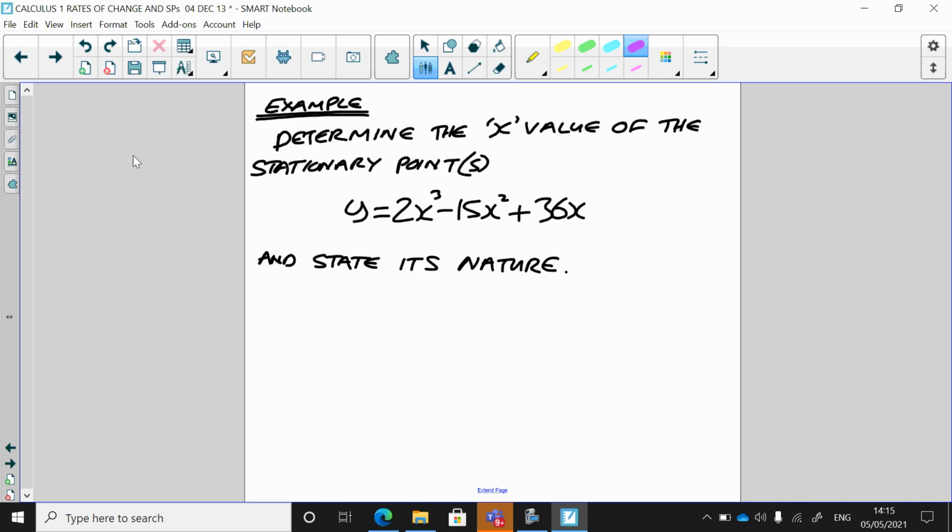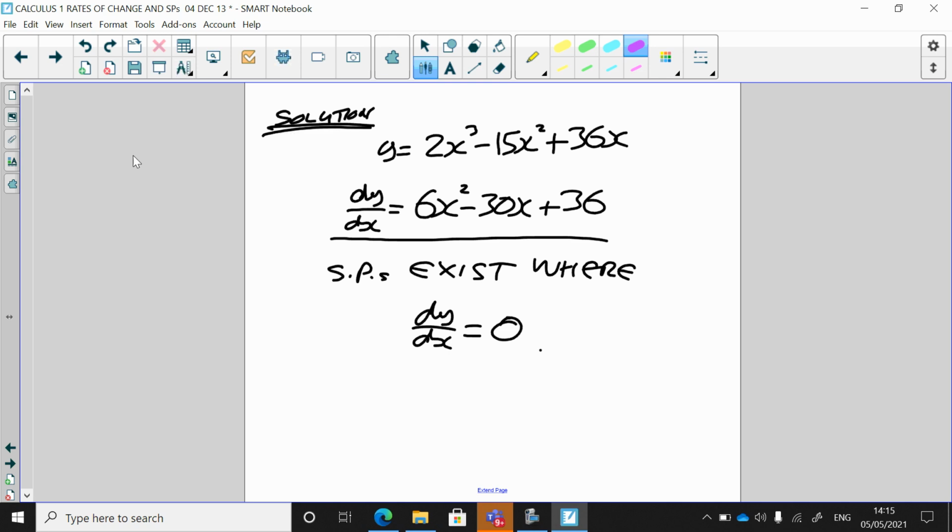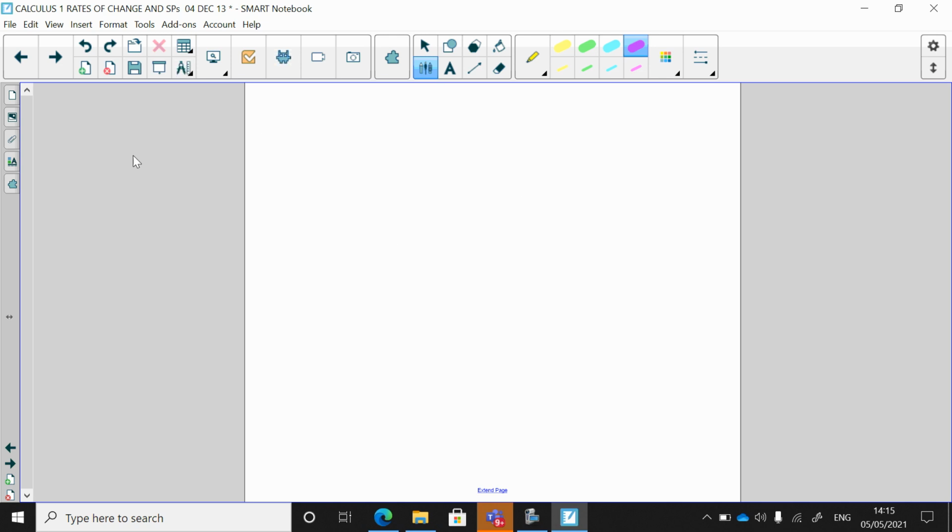Right, here's another one. So we get 2x cubed, take away 15x squared plus 36x. And again, we're going for the nature. So, let's go for it. Take the curve, differentiate it. Okay, so just go through and double check that that's correct. Right, we've got a derivative. So, we're looking for the stationary points. Like it says, there's our condition that exists where the derivative is equal to 0. So, that's exactly what we're going to do here.